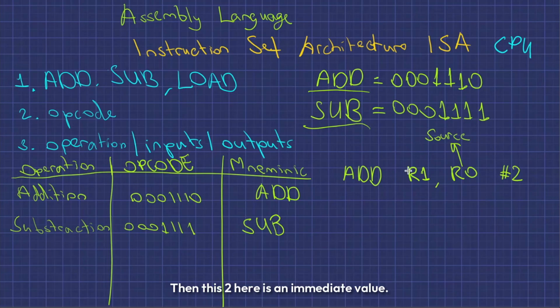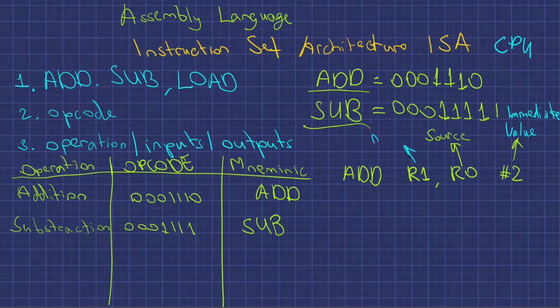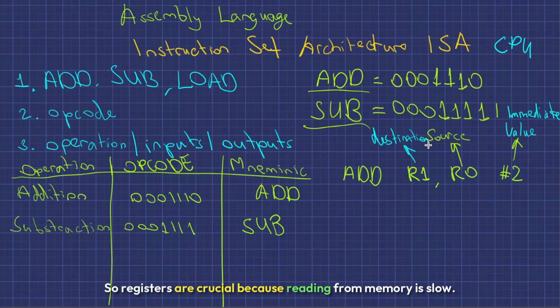This 2 here is an immediate value. Let's actually use a different color. And the R1 here is a destination register, so this is where the result is stored. Registers are crucial because reading from memory is slow, so using registers keeps things fast and efficient.